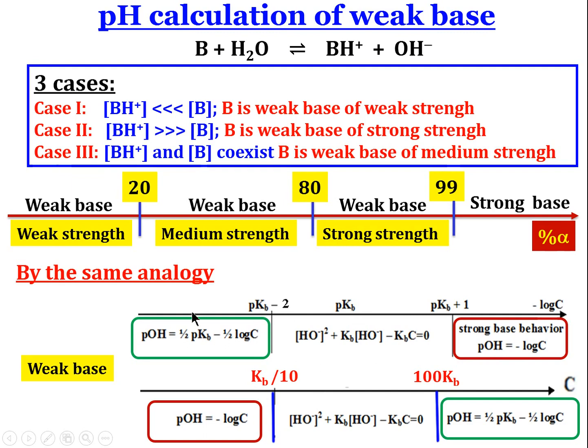And if minus log C is in the domain pKb minus 2 to pKb plus 1, or if the concentration C is between Kb over 10 and 100 Kb, we have to solve this quadratic equation: OH minus squared plus Kb OH minus minus KbC equals 0, and we have to find the acceptable value of the concentration of OH minus by this equation, then apply pOH equals minus log OH minus in solution, then deduce the pH.